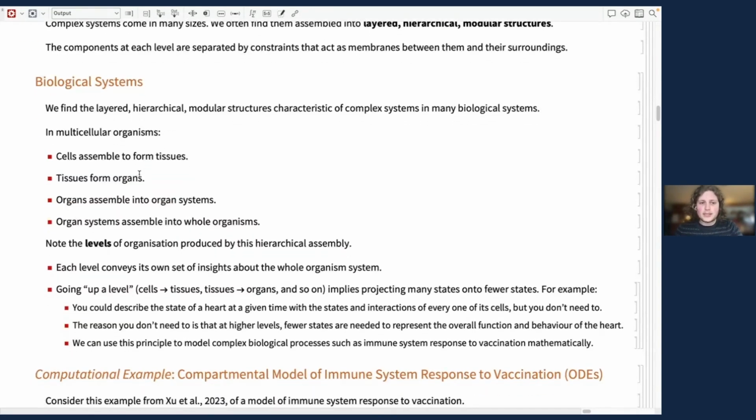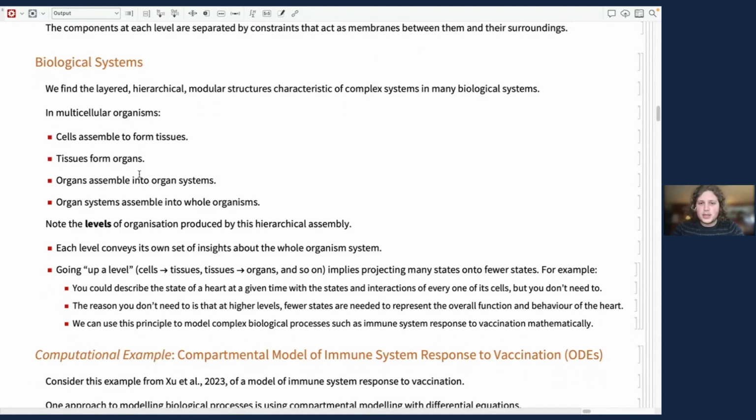In biological systems, we find layered hierarchical modular structures, for example, in multicellular organisms, where cells assemble to form tissues, and tissues form organs, and organs assemble into organ systems, and organ systems assemble into whole organisms, and so forth. If you take it at a larger scale, you might be looking at an ecosystem, for example. And in all of these situations, the levels of organization are produced by some hierarchical assembly. So hierarchy is built into complex systems, into these modular assemblages.